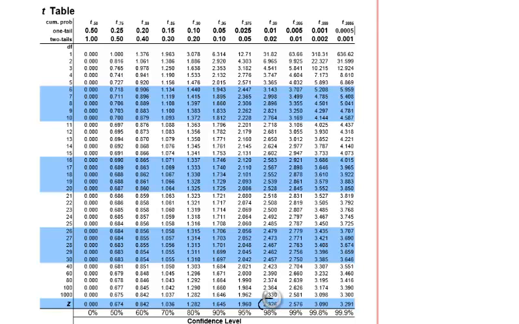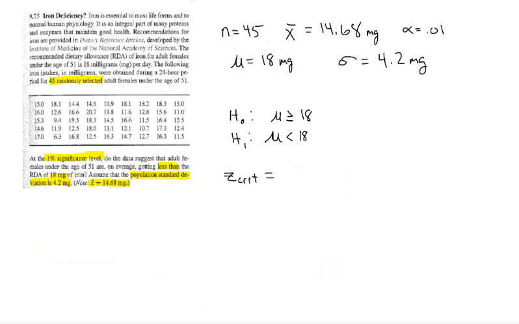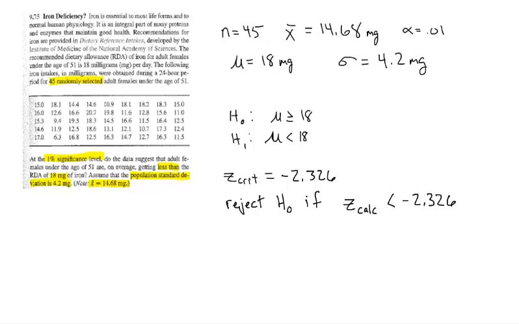2.326 right here. So we go back to our problem, and our z crit, now it was 2.326, but we're left-tailed, so it's going to be negative 2.326. And now we need to set up our rejection region. So we're going to say we're going to reject H naught if our z calc is less than negative 2.326.